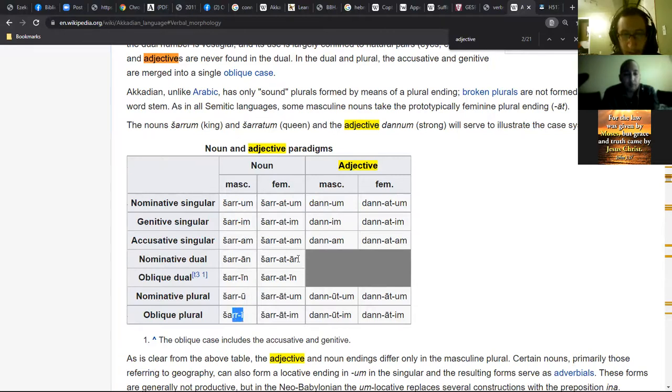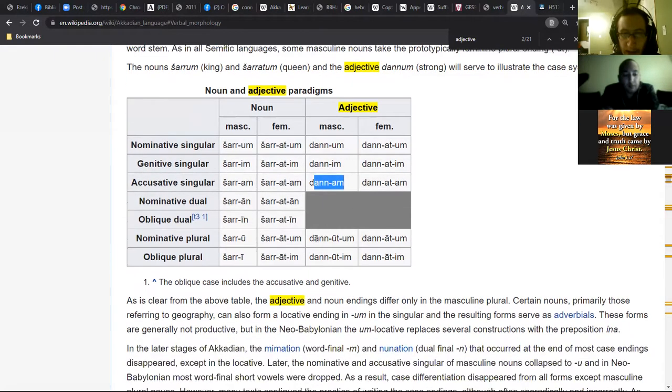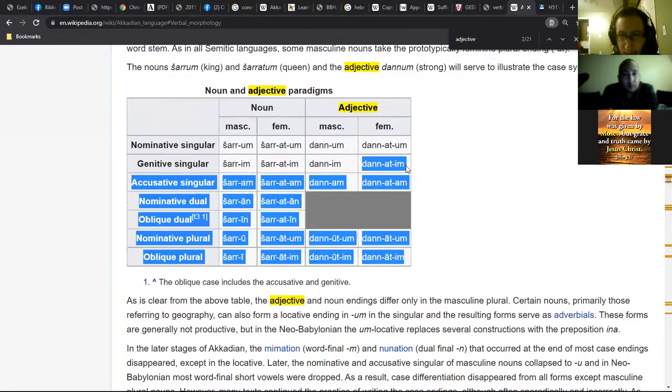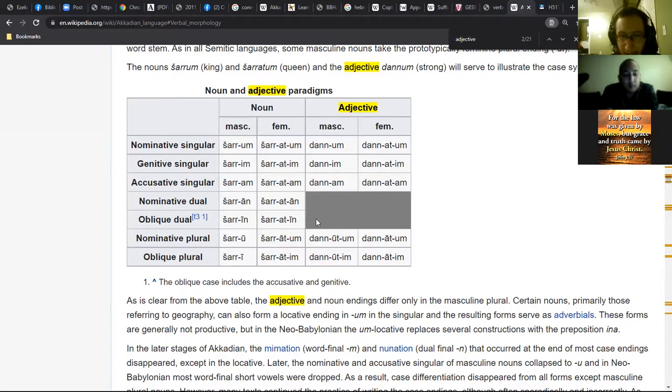All right, that's the noun, but the adjective for singular doesn't use sar, I'm sorry, it uses dan, and dan means strong. So danum, danim, danam. But look at this. Danutum. This is for masculine. So feminine has danatam, danatim, danatam. But look, masculine has danutum. Feminine has danotim or danotum. And then danutim and danatim. So masculine and feminine both have an OT for the adjective.